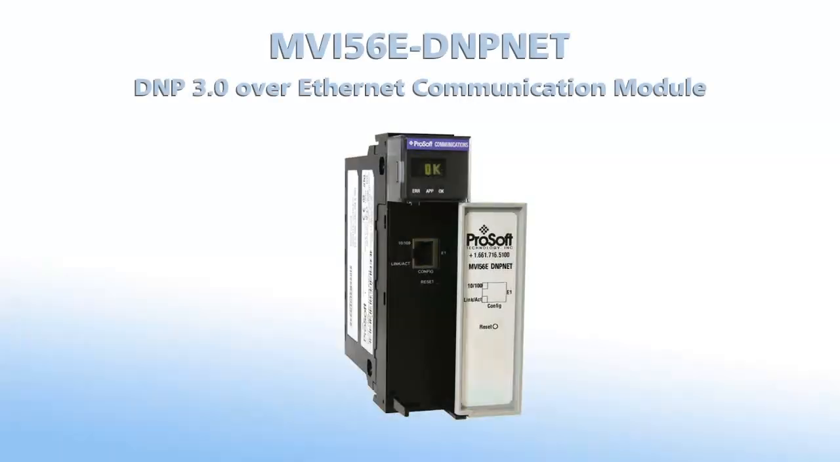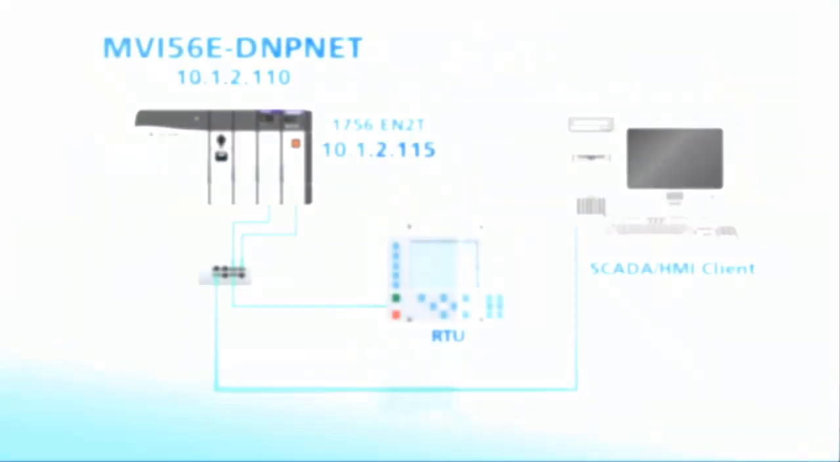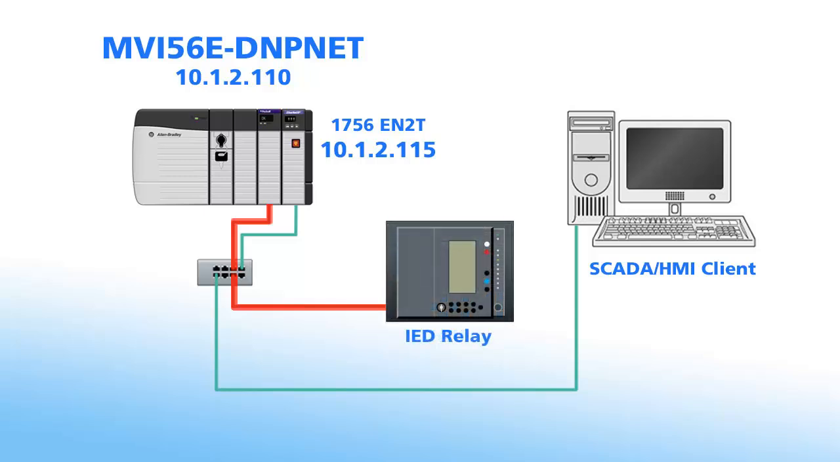Today we'll be showing you how to communicate to devices on DNP3 over Ethernet in a ControlLogix system using our MVI56E DNP net. The module can communicate simultaneously with DNP3 Ethernet clients or masters and up to 40 DNP3 Ethernet server devices such as RTUs, IEDs, and various protection relays.